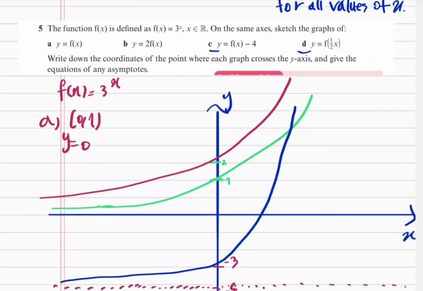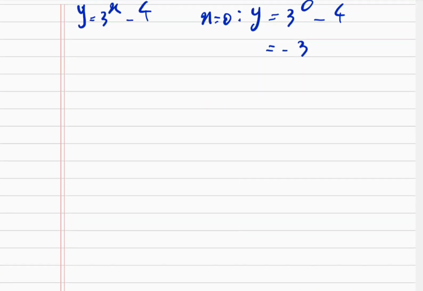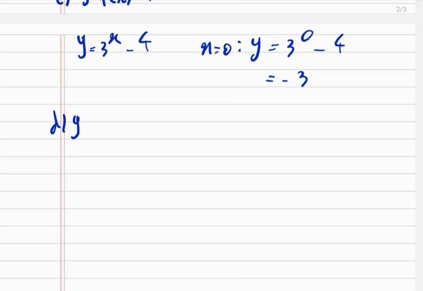Now for part D, we have y = f(x/2). This is a horizontal stretch by a scale factor of 2. It's always the reciprocal of what we have inside in terms of a stretch.